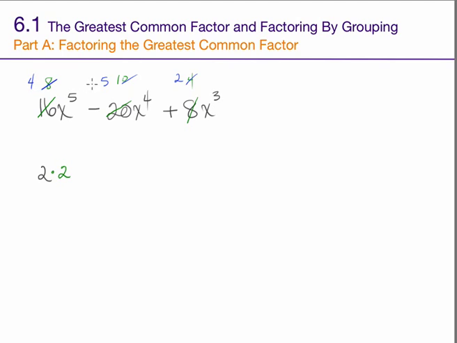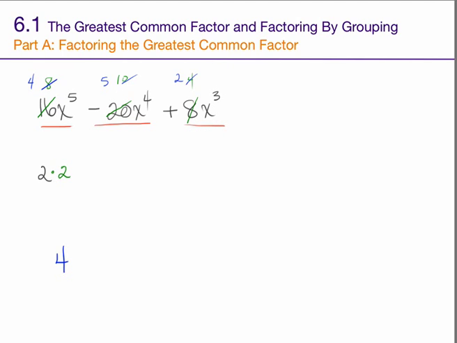Now, does anything go into 4, 5, and 2? Besides 1? No. So the 2 times 2, 4, is the greatest common factor of the number part of this polynomial. Maybe you could see by looking at 16, 20, and 8 that 4 was going to be your greatest common factor. And for the number part, that's true. But what about the variables? I need to know how many copies of x each of these terms has in common with all the others. This term has 5 copies of x in it. This term only has 4, and this one only has 3.